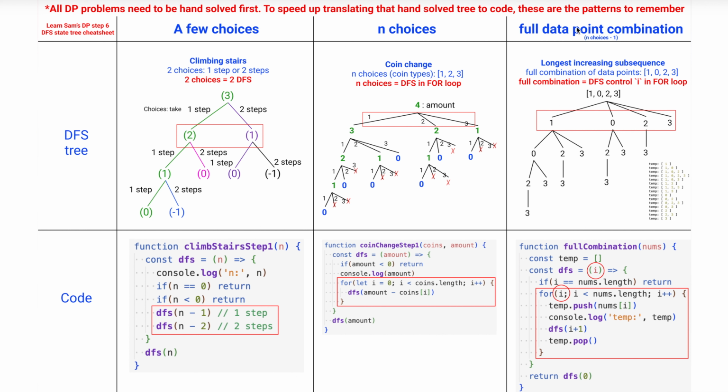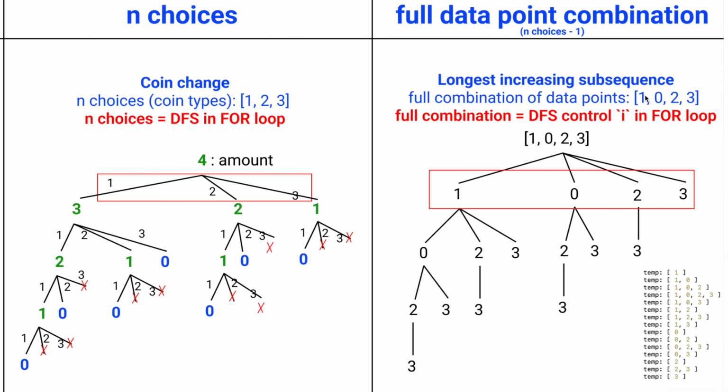The third popular pattern is full data point combination. What that means is we are given a lot of data, like this array here, that has 4 data points. The question for this particular problem usually asks for the full combination of 1 data point to the rest of the data points. So for example, if we're looking at data point 1, we need the combination of data point 1 with 0, 2, and 3, which is the rest of it. So if we have 1, we have 3 choices, which is the rest of the data points. And if we have 0, we have 2 and 3, which is the rest of the data points after 0, which is what we have here.